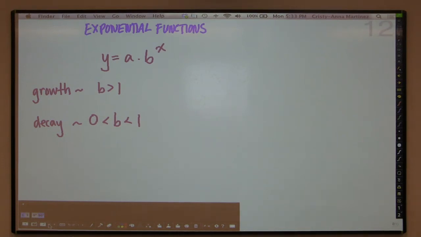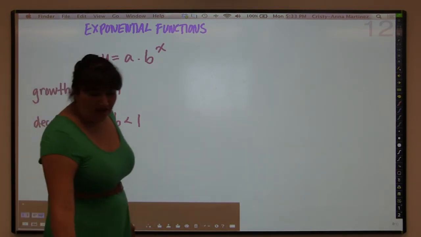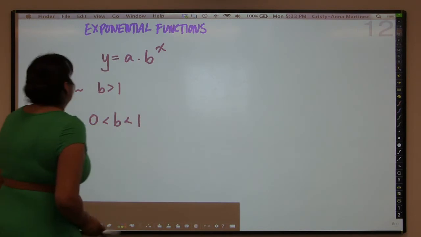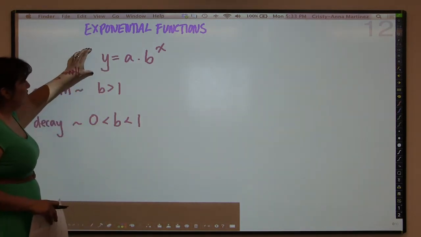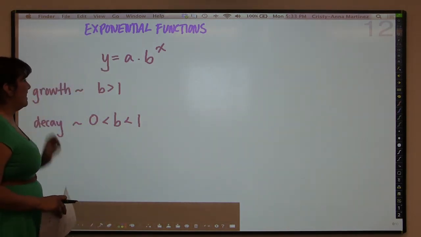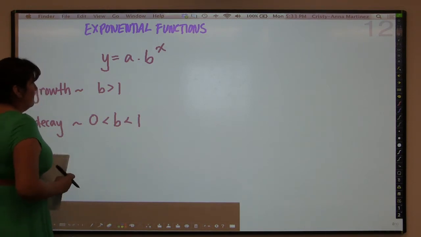Hi guys, today we're going to be learning about exponential functions, and this is not the first time you've seen these functions. You have seen them in Algebra 1, but I just want to remind you this is the general form of an exponential function, y equals a times b to the x.